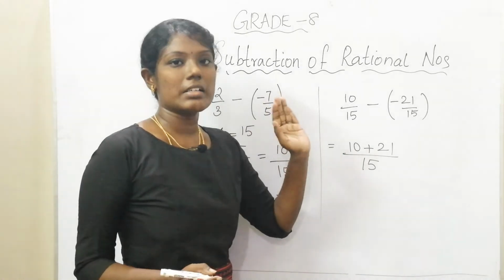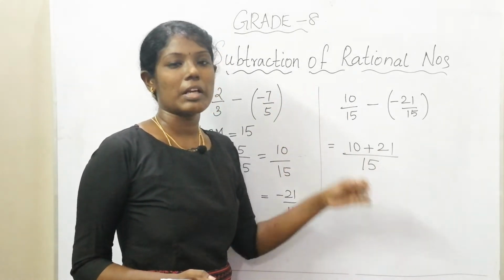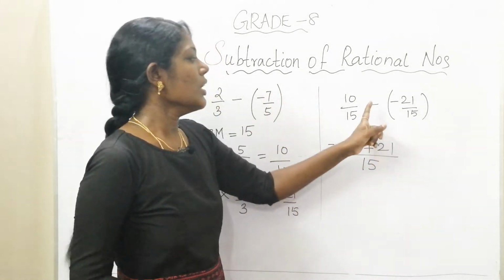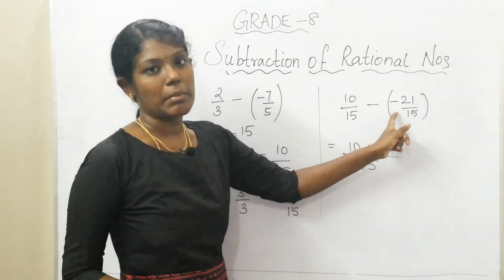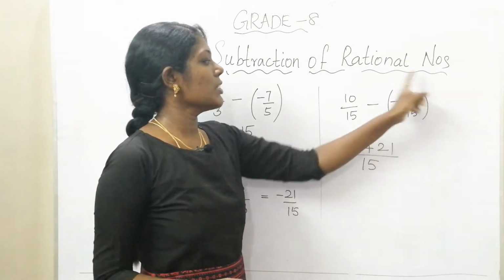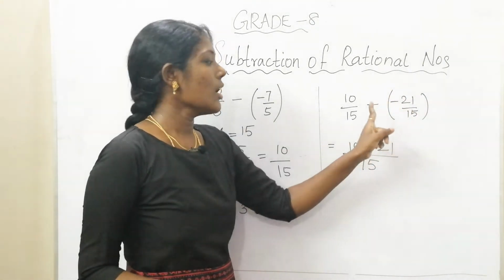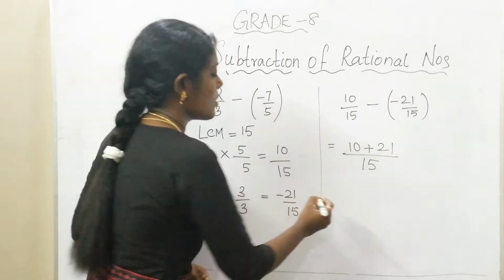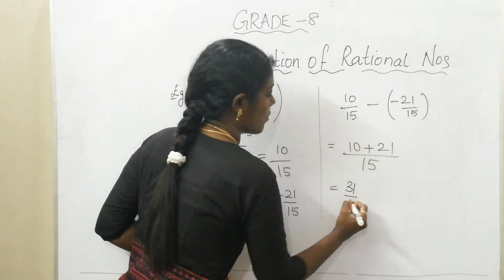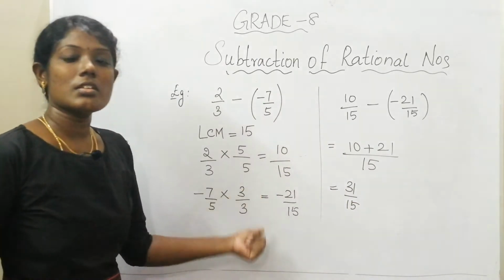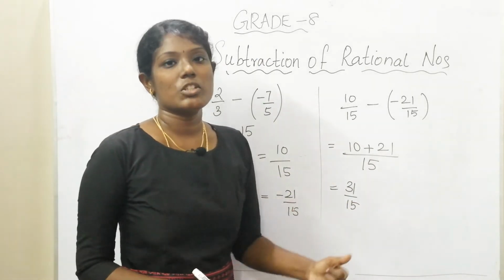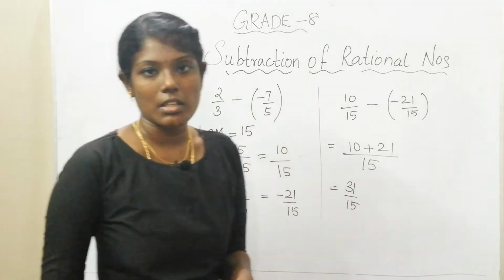So it is not only subtraction that comes under subtraction. It may be addition or subtraction, and the sign determines it. You have to be very careful with the sign here. If it is minus, minus into minus becomes plus. Therefore the answer is 31 by 15. This is how we subtract rational numbers with different denominators.